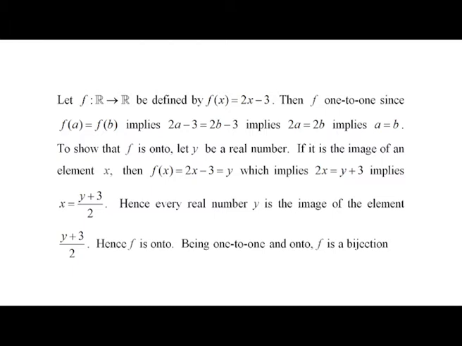Then f is one-to-one, since f(a) = f(b) implies 2a − 3 = 2b − 3, which implies 2a = 2b, which implies a = b. To show that f is onto, let y be a real number. If it is the image of an element x, then f(x) = 2x − 3 = y, which implies 2x = y + 3, which implies x = (y + 3)/2. Hence, every real number y is the image of the element (y + 3)/2. Hence, f is onto. Being one-to-one and onto, f is a bijection.